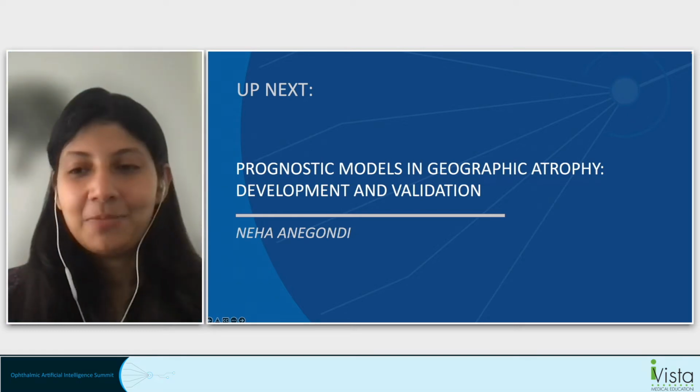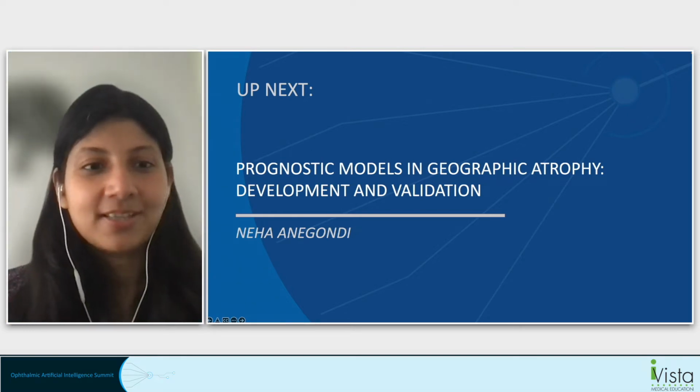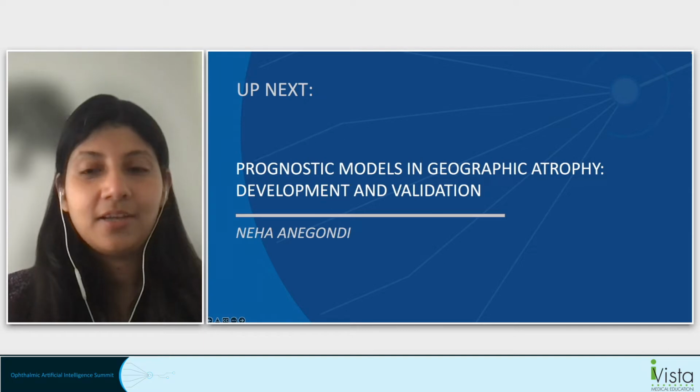Hi everyone, I'm Neha Anegondi, a clinical imaging scientist at Genentech, and today I will be talking about prognostic models in geographic atrophy, development and validation.